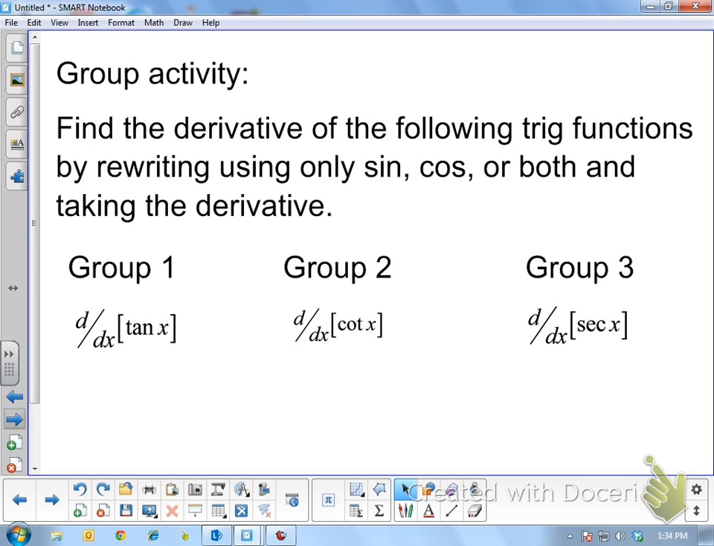You guys will do derivative of tangent. You guys will do derivative of cotangent, and you guys will do derivative of secant. And you're doing cosine. You have 5 minutes with your group to try and find the derivative. First you have to rewrite because the only derivatives we know right now are sine and cosine. And then you may have to use quotient rule. Actually, you will all have to use quotient rule.